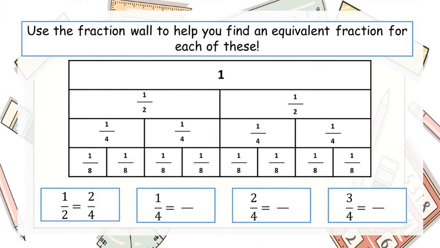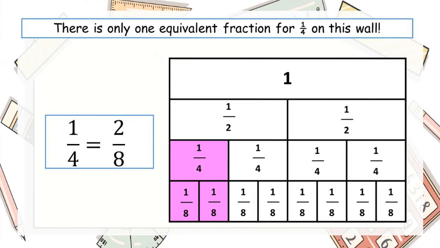Let's check the next fraction, 1/4. What is that equal to? Well, if we look at the quarter on the fraction wall and we look up and down, we'll see that it's only equal to 2/8. So that's our answer. 1/4 is equal in value to 2/8.